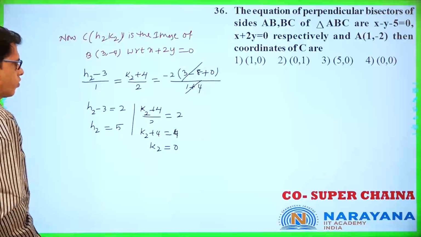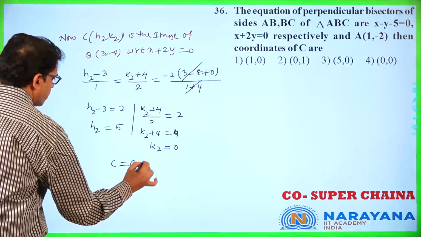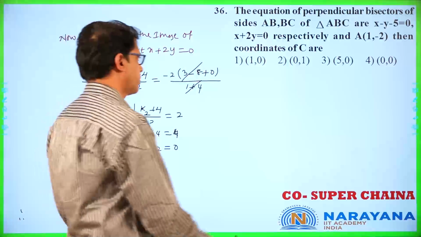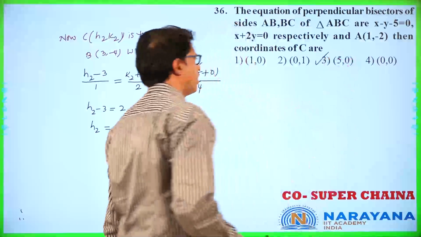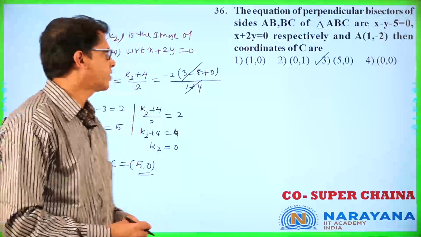Therefore the coordinates of C are (5, 0). Lengthy but simple one: finding the image twice. Next one.